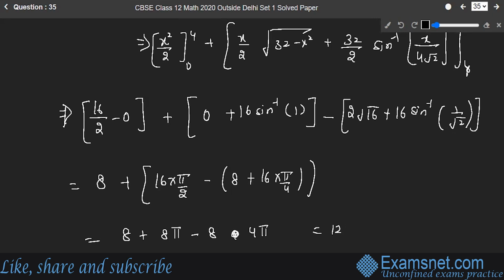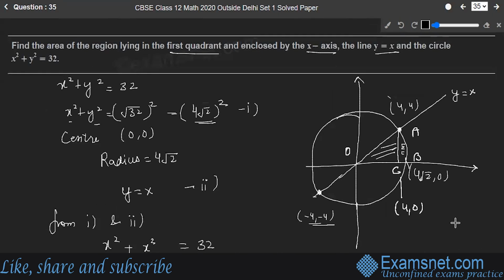here was minus. Okay, so this is equal to 4 pi square units. Right? So this is the answer to the question, 4 pi square units. This is the required area. 4 pi square units. Hope you have understood that.